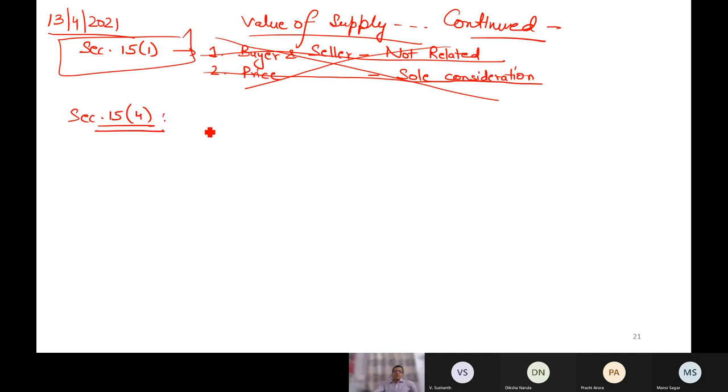And what it says, if it is not possible to apply 15.1, then you apply 15.4. So 15.4 comes later than 15.1. You cannot directly search for 15.4. You have to make sure that 15.1 is not applicable. Only then you can search for 15.4, otherwise no. If 15.1 is applicable, you have to apply 15.1, not 15.4.